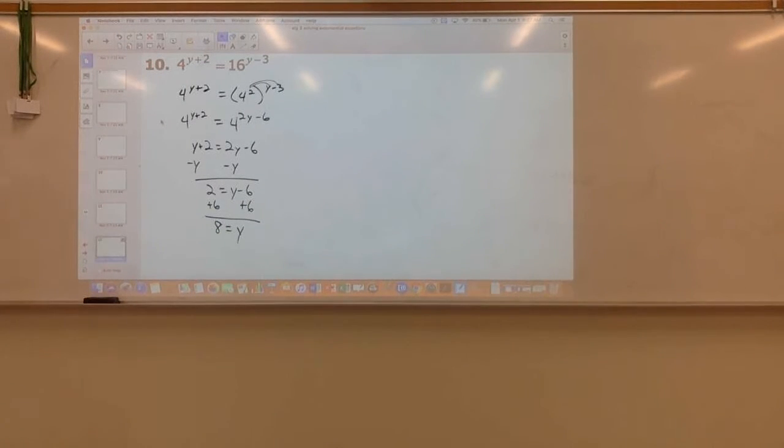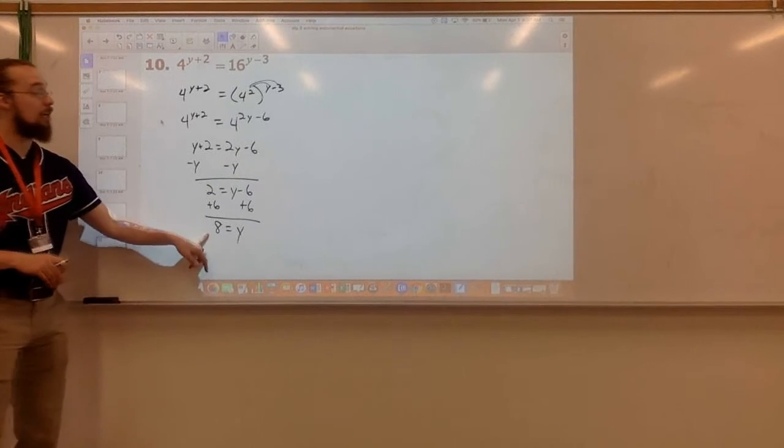Number 11. Since I'm doing this one, can you raise this one to that power? It doesn't really matter. You just gotta get them the same base. Now, if you also change both, yes, that's what's gonna happen. I can just make that one.